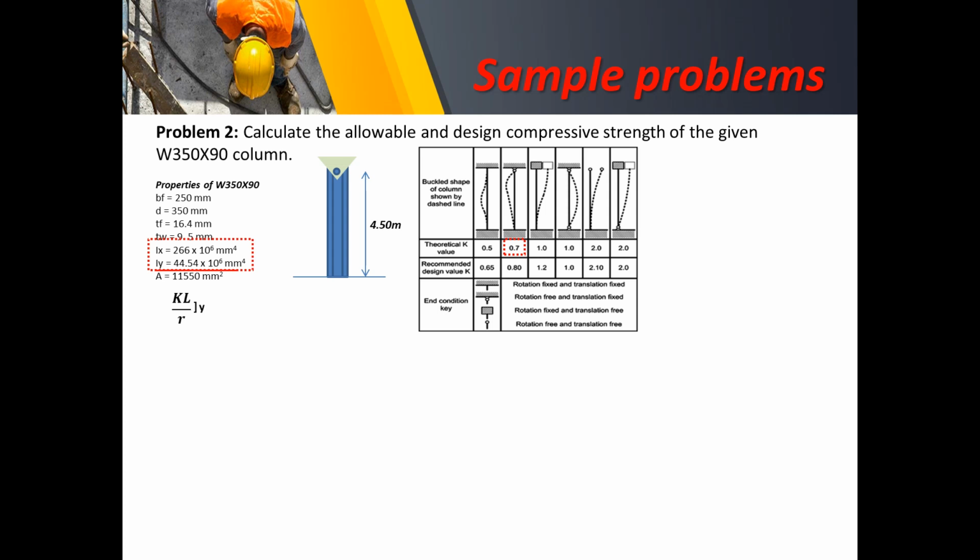44.54 times 10 to the 6 millimeter raised to 4. So we derive ry is equal to the square root of I over A. We substitute the area, 11,550 millimeters squared, so we will have 62.09 millimeters. Substituting that further into our slenderness ratio, applying the K value of 0.7, we'll have 50.73.